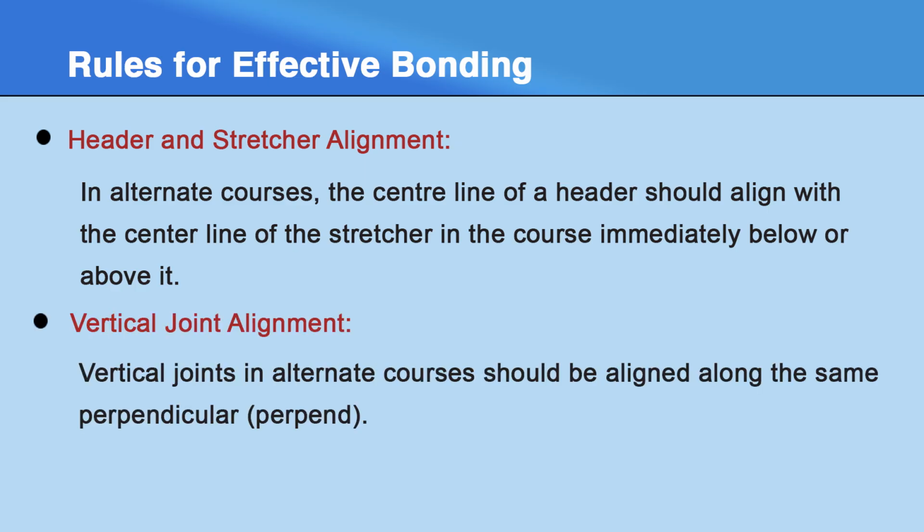Next point is about the vertical joint alignment. The vertical joints in alternate courses should be aligned along the same perpendicular, or plumb line as we call it. So, in the alternate courses we can align the vertical joints. In one course there is a joint, in the second one there should not be continuity, and in the third one again it continues.